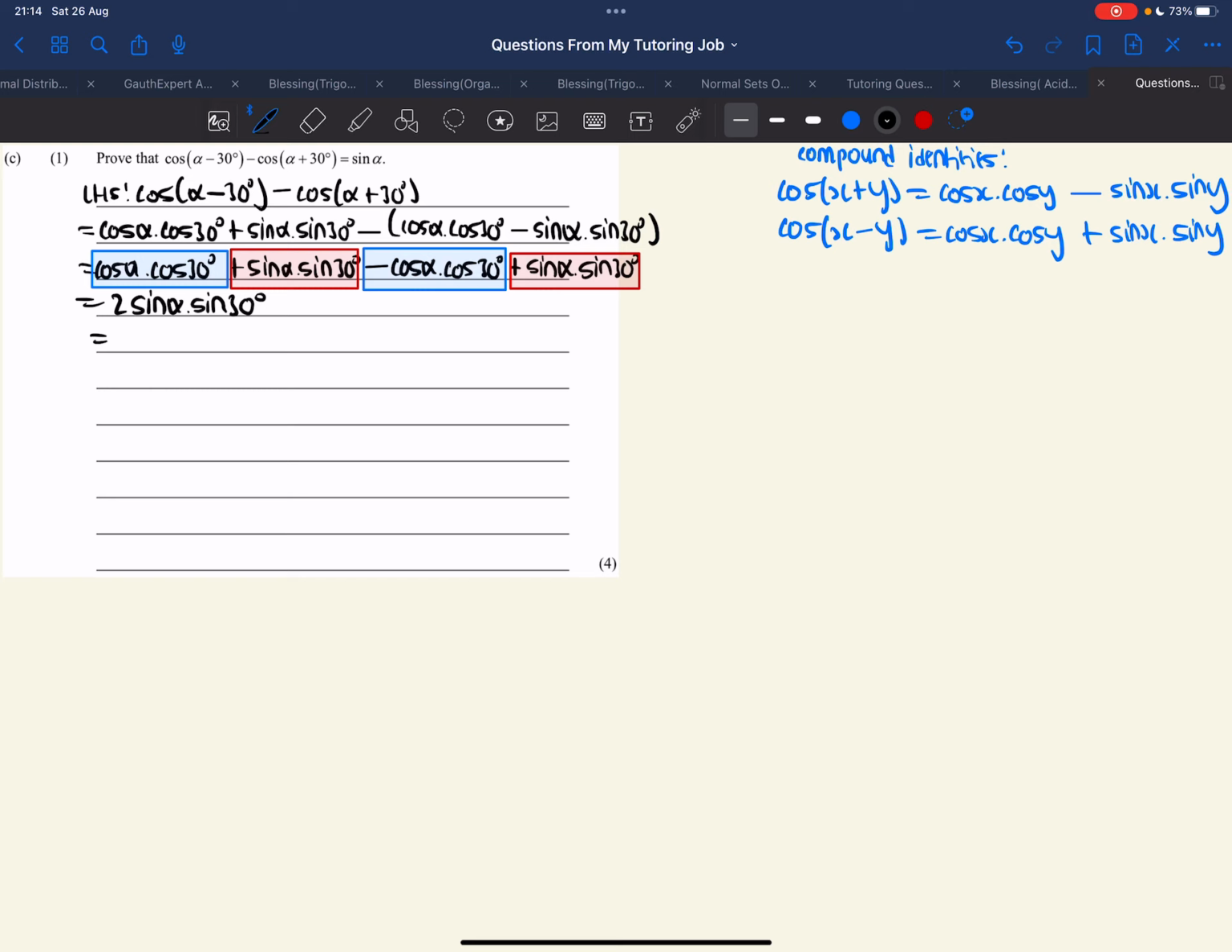Now sine of 30 degrees, according to special angles, is actually a half. So you say 2 times sine alpha times a half. Can you see now that the 2 and the half cancel out? So basically our answer at the end is just sine alpha, which is what we are looking for. Then we say that equals the right hand side. All right, I hope that's clear to you.